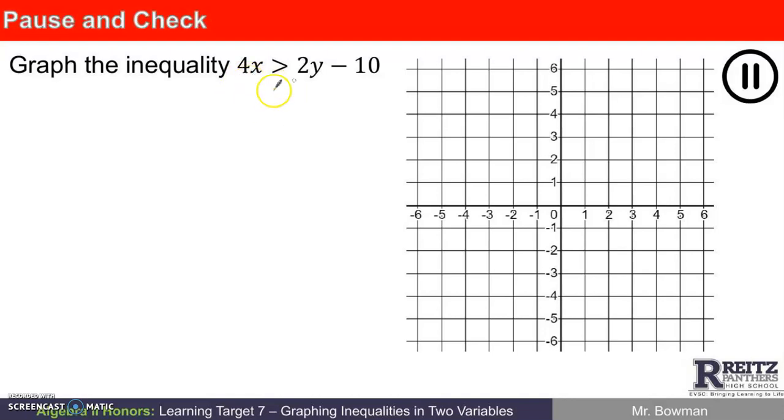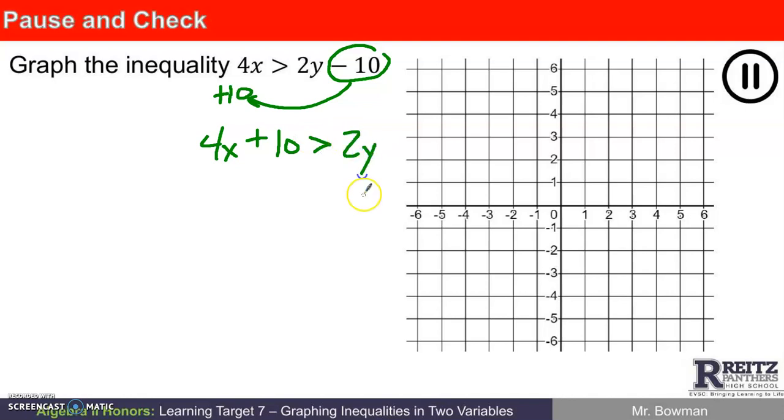I think to solve this inequality, we would be best served solving it for y first. So perhaps I want to take this -10 and make it a +10 on the other side of the inequality. 4x plus 10 is greater than 2y. And then since I want y by itself, let me divide every term by 2. 2 divided by 2 is 1. So we get y on this side. I don't need to flip my inequality here because I didn't divide by a negative number. 4x divided by 2 is 2x. 10 divided by 2 is 5.